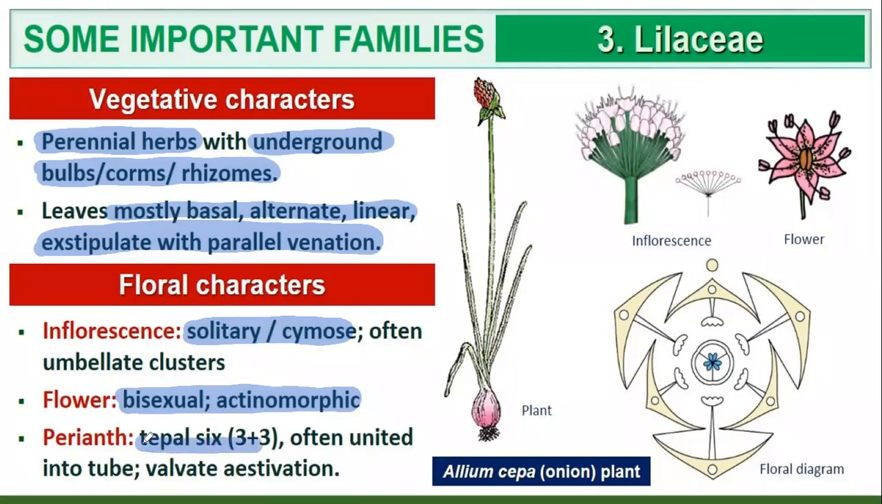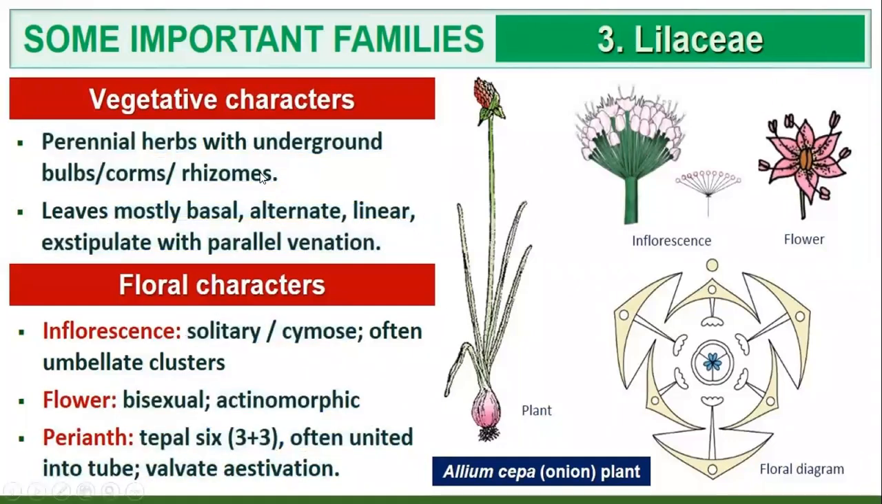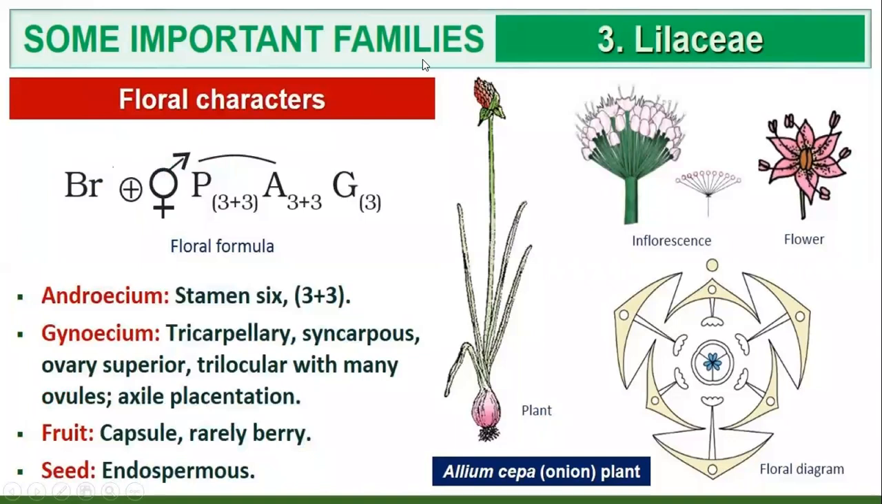Perianth: it has tepals, so there is no separation of calyx and corolla. They appear the same, so the name given is perianth. The unit of perianth is the tepal, 3 plus 3, and often they are all united into a tube, and the aestivation is valvate. Let's explore the floral diagram of onion. Floral characters: very first it shows Br. Br means bracteate.